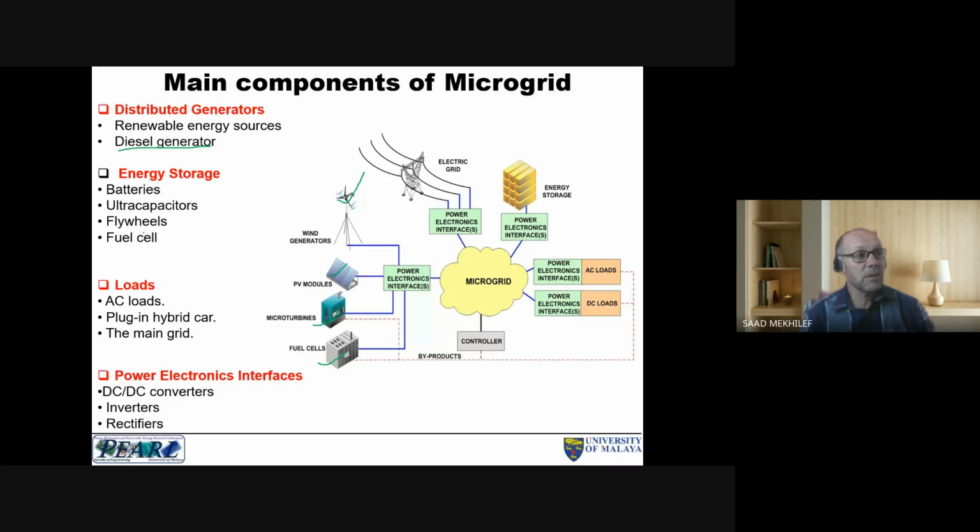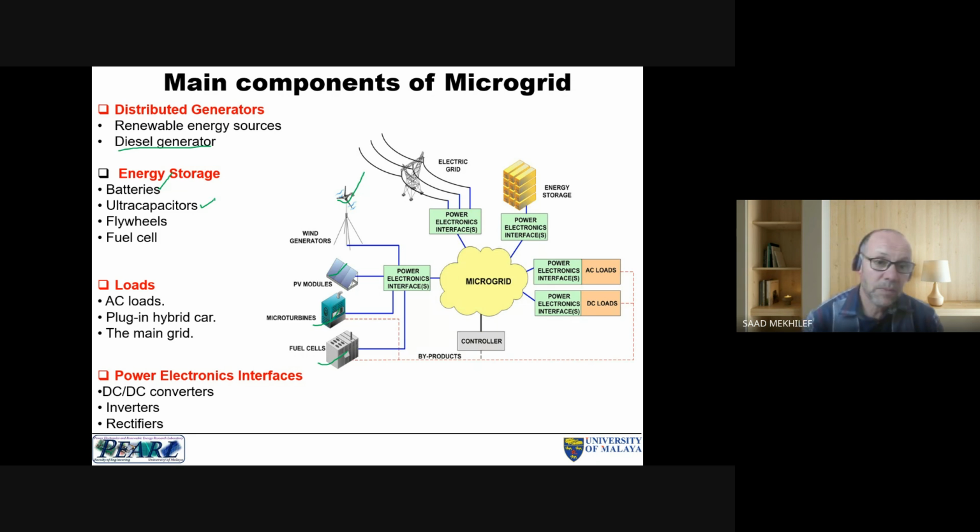Storage also can vary. Most of us know only the batteries, which is the conventional one, but we can have ultra capacitors. Ultra capacitors have a very high power density, but low energy density. So they are faster than the batteries in terms of response.